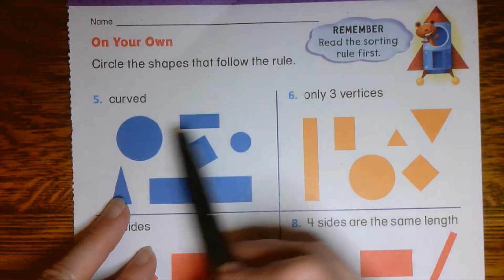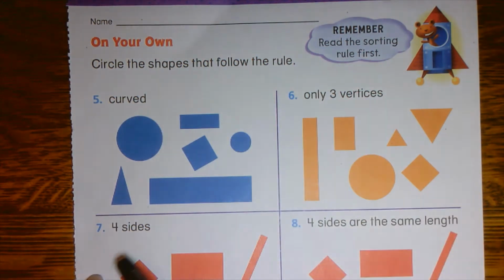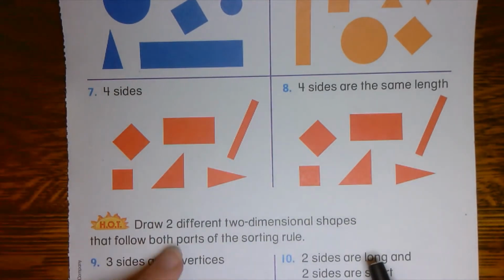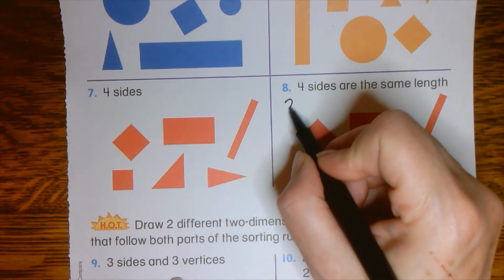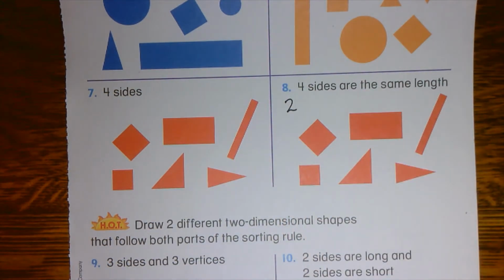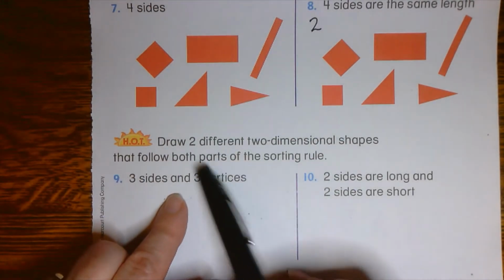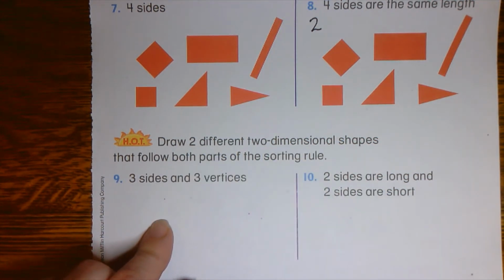Circle the shapes that follow the rule. Curved, only 3 vertices, 4 sides. 4 sides are the same length. So on this one here, since it kind of has an extra bit of a sorting rule, I'm going to tell you there are 2 to circle. The others you can figure out on your own. So here, draw 2 different two-dimensional shapes that follow both parts of the sorting rule.